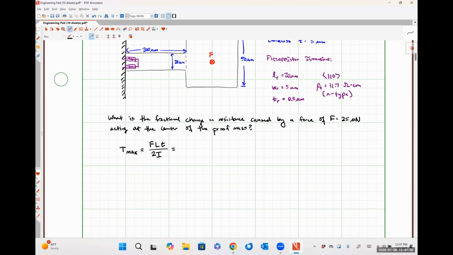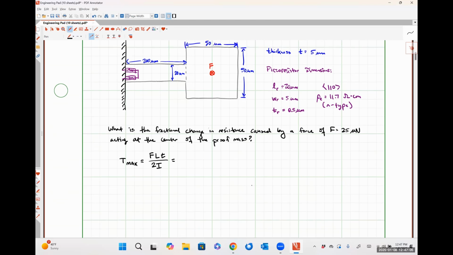So let's break this down into a few more digestible things. Okay. So our force is just our force. We know that's 25 micronewtons. We'll sub numbers in there in a little bit. How far away from our anchor point is our force? So 225 micrometers. So that's the length of the cantilever plus half the length of the mass. Absolutely right. 225. The thickness that we should use here is the thickness of our cantilever.